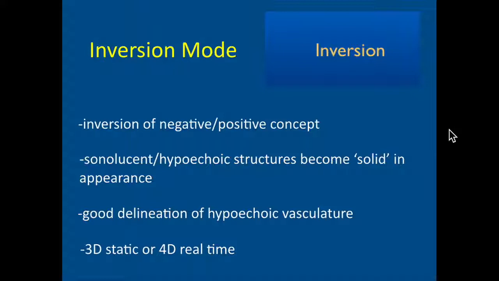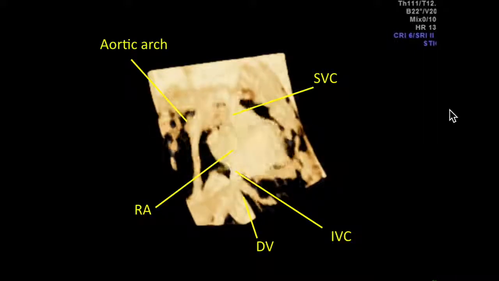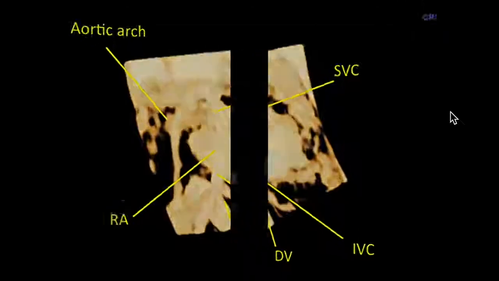Inversion mode is, again, another render mode, really the concept being fluid becomes solid and solid becomes hypoechoic. So again, for those of you old enough to remember negatives when we talk about taking pictures, this is probably a good analogy. So it really is good to show the delineation of hypoechoic vasculature, because what you're doing is taking a vessel where, at least in 2D imaging, you don't have an echo, and create something solid out of it. So here's just the back of the heart in inversion mode with all of the vessels coming in.